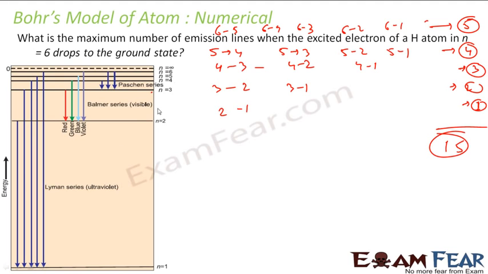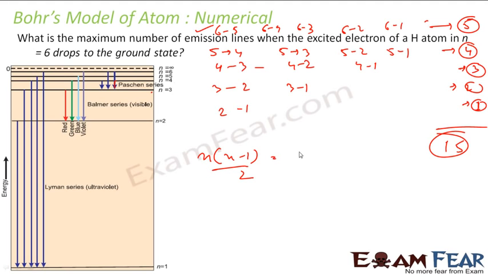You add all, 5 plus 4 plus 3 plus 2 plus 1, you get 15. So from 6 it can go to 5, 4, 3, 2, or 1, 5 options. From 5th it can go to 4, 3, 2, or 1, 4 possible options. From 4th it can go to 3, 2, 1, 3 possible options. From 3 it can go to 2 or 1, 2 possible options. From 2 it can go only to 1. So there are 15 possible options, right? You see this is also equal to n into n minus 1 by 2.